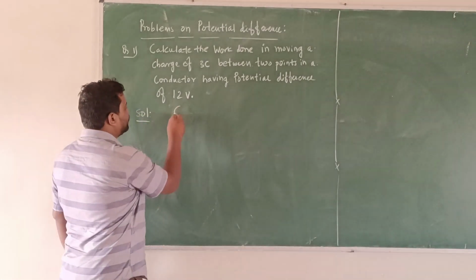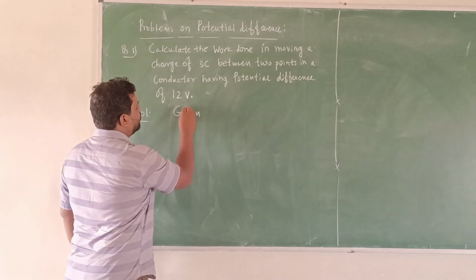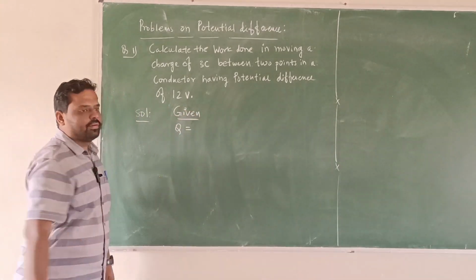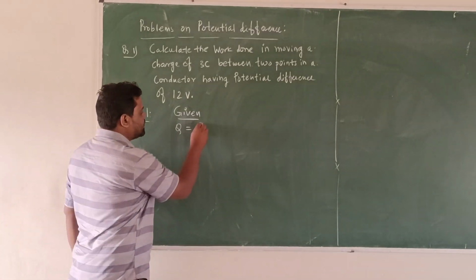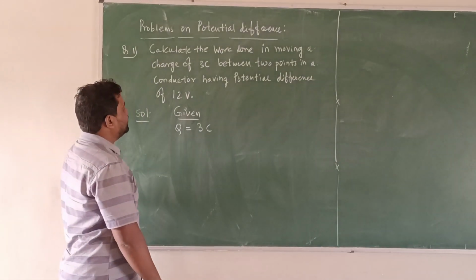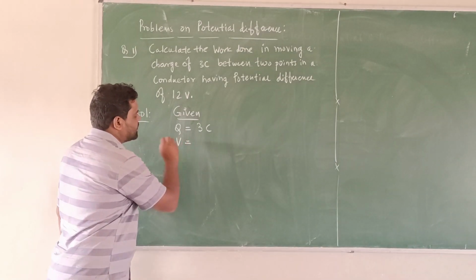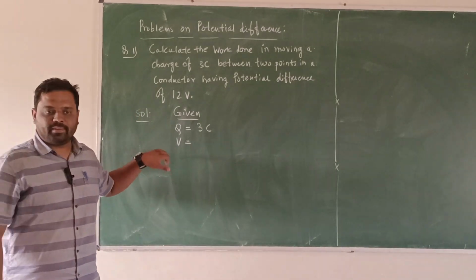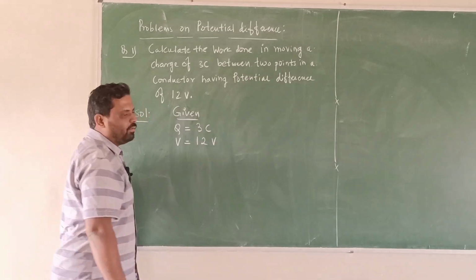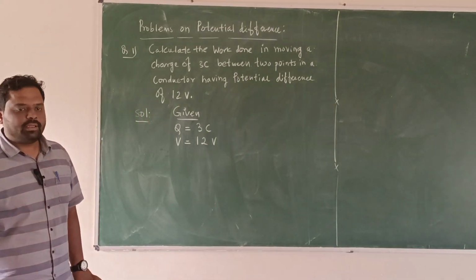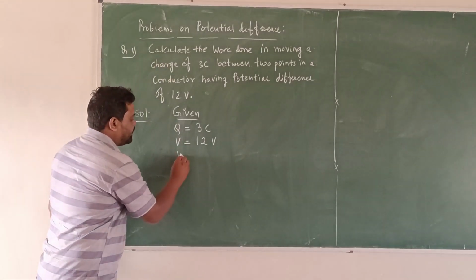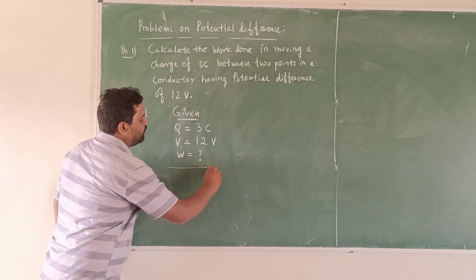first you write what is given to you. So charge is given as 3 coulombs. 3C stands for 3 coulombs. And then potential difference, as I said, is represented by the letter V and is given as 12 volts. What do you need to calculate? You need to calculate the work done. So work done is not given to us.